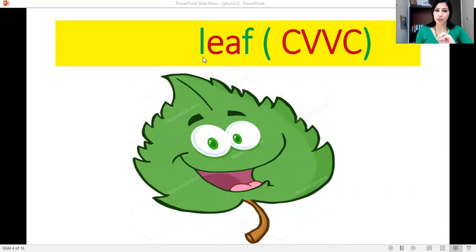Okay, what about the pattern of this word? The pattern here: L is a consonant, E is a vowel, A is a vowel letter, F is a consonant letter. So in this case, I can say the pattern is C, V, V, C, and this means consonant, vowel, vowel, consonant.